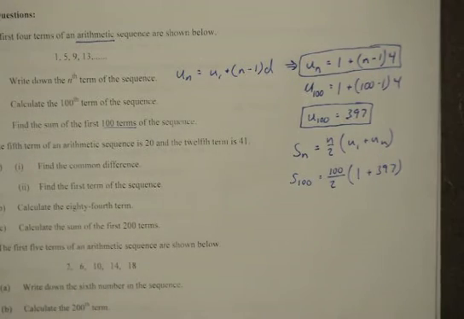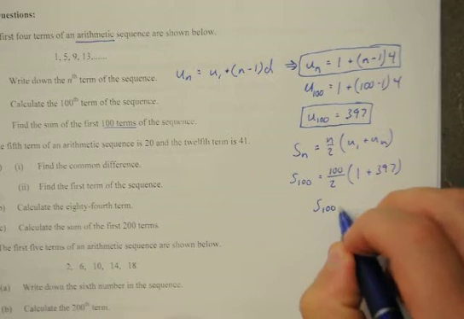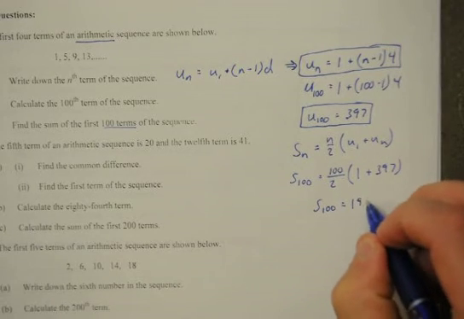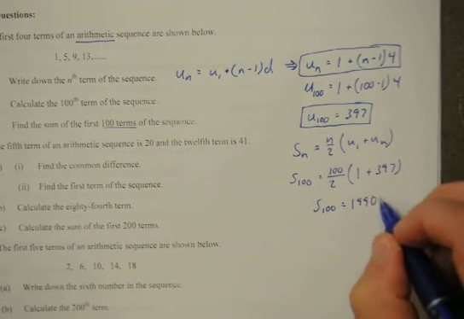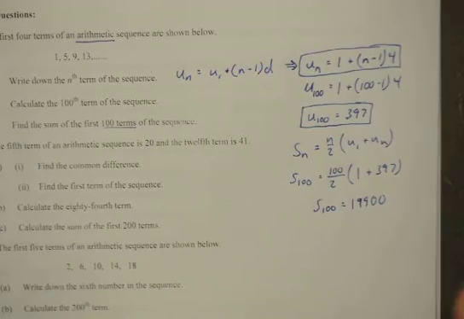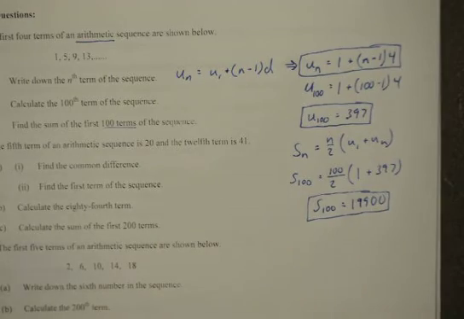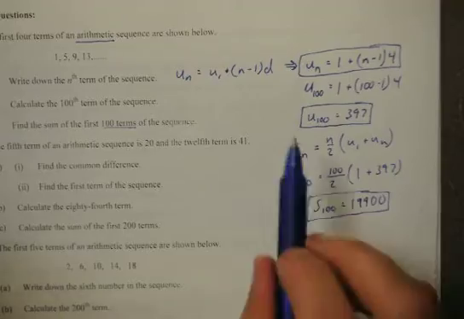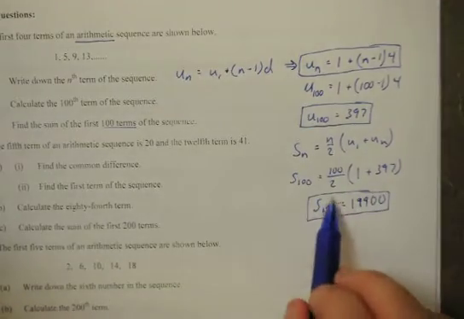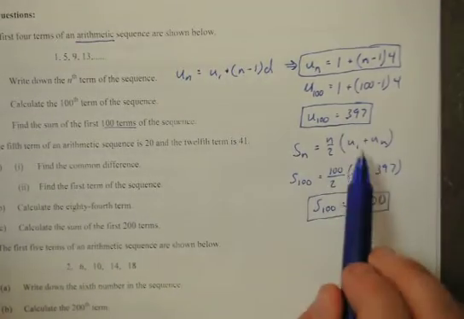Okay, so plug that in your calculator. The sum of 100 is 19900. And we can leave our answer like that, because that is nicely rounded to 3 sig figs already for us. So this is the 100th term. This is the sum of 100 terms. Quite a big difference in these numbers.